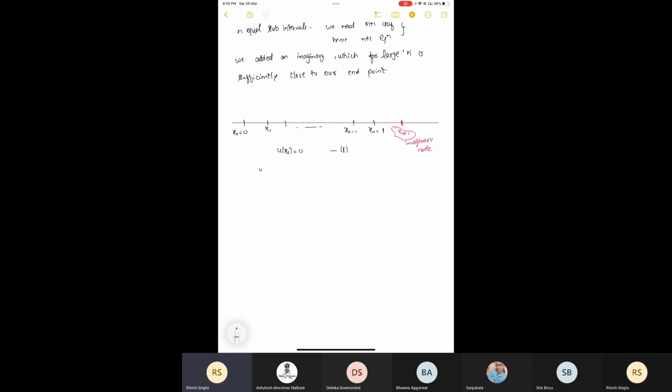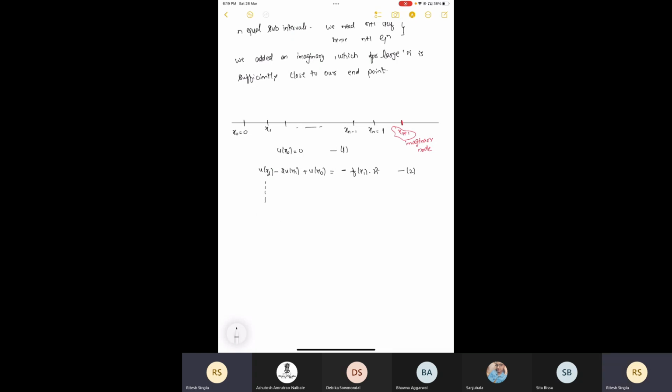Then u of x2 minus 2 times u of x1 plus u of x naught is equal to minus f of x1 times h square, equation number 2. Similarly, we can go up to u of x, say n minus 1, initially, minus 2 times.